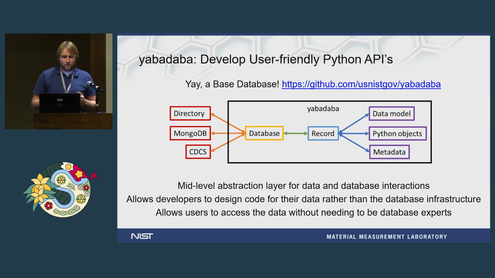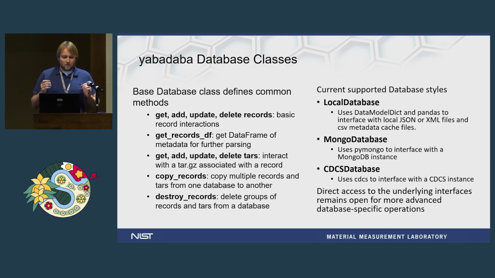It does that by generalizing the idea of what a database is and what a record is. For the databases, you have a base database that has common interaction methods for different types of databases. So you have get, add, update, delete records. You can also get the information back both in object form as well as a pandas representation. You can also interact with tars and do higher level things like copying all records from one database to another.